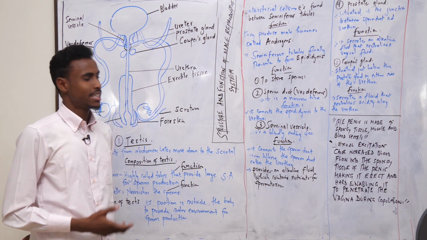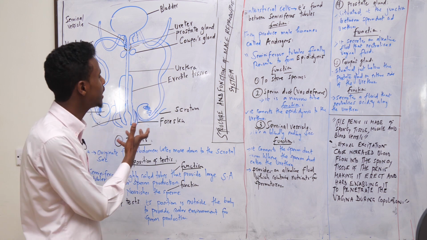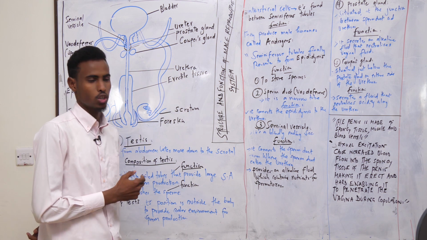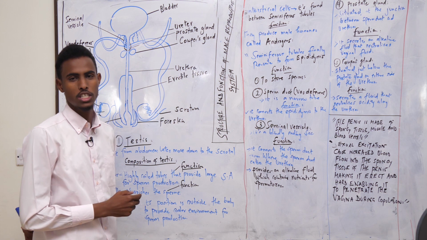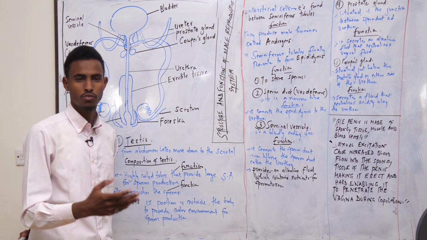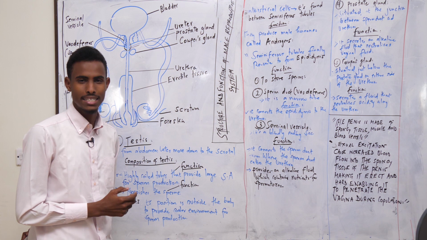And therefore, class, that is briefly about the male reproductive system. In our next lesson, we will be looking at the female reproductive system, formation of the egg, formation of the sperm, and the process of fertilization.